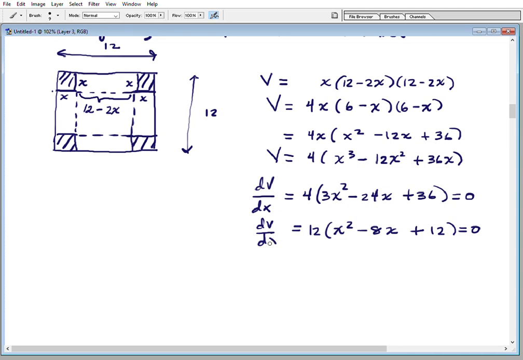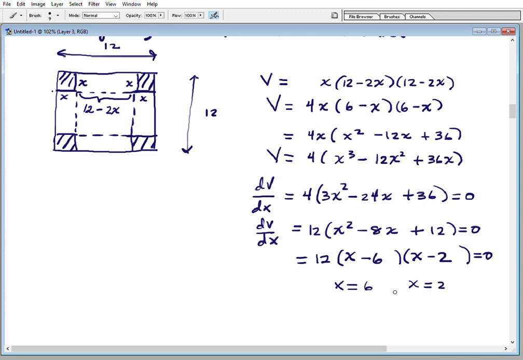Let's see if this factors. So what do we have? 6 times 2, I think. X minus 6, x minus 2. That will work, right? Here we get plus 12, and the middle term is minus 6x minus 2x, which is minus 8x. So we get two solutions, x equals 6, x equals 2.